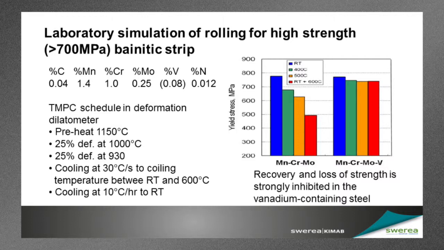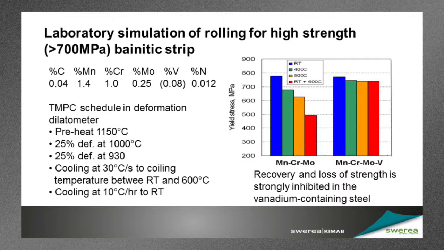However, if we put in the coiling treatment, which means holding it at a higher temperature for very long periods of time, you see that even at 400 degrees, there is about 100 megapascals loss in strength in the steel without vanadium, and a very small loss of strength in the case with vanadium. If we go to 500 degrees, of course, there's more thermal activation, and the loss is nearer to 200 megapascals, but only a very small loss in the case of the vanadium steel.